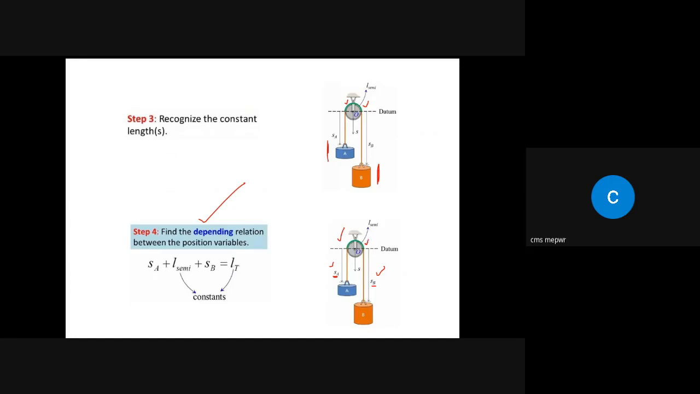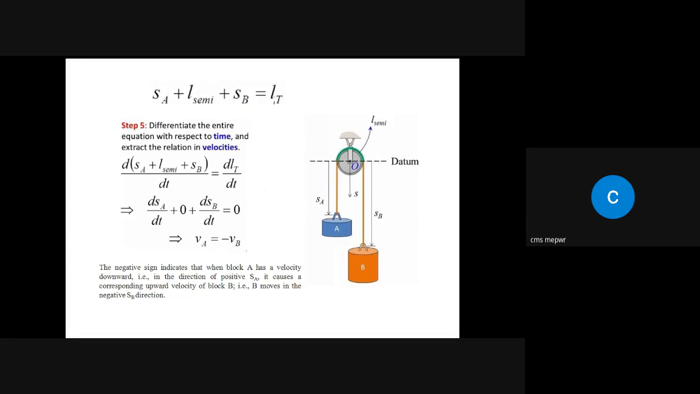So if we combine all of them, we will basically get the total length of this rope or this cord or this object, which is connecting these two masses. So SA plus L semi plus SB is equal to the total length of this cord, or in other words, the total length of this cable or rope. Now, we are interested in finding the displacement, then velocity, and then acceleration. We got this equation, which is showing the relationship between SA and SB.